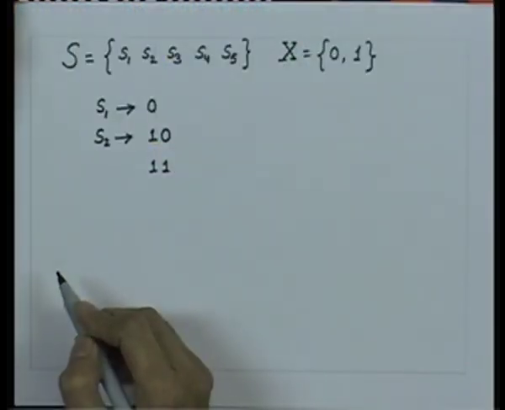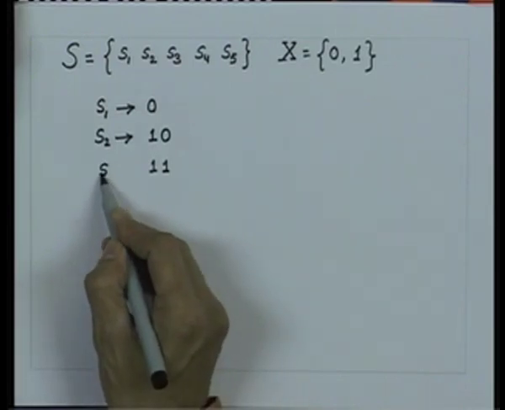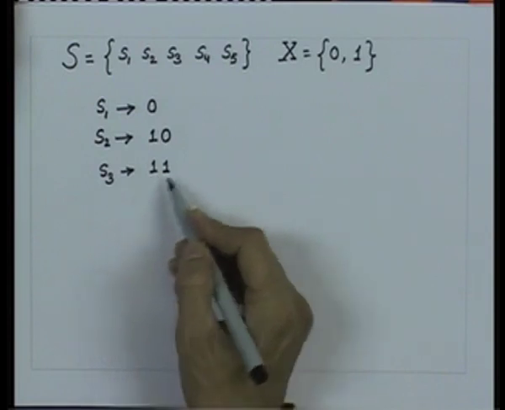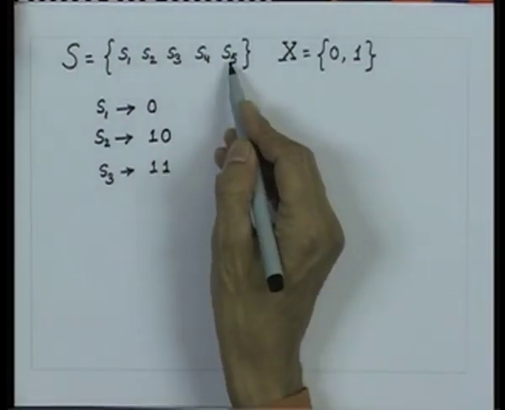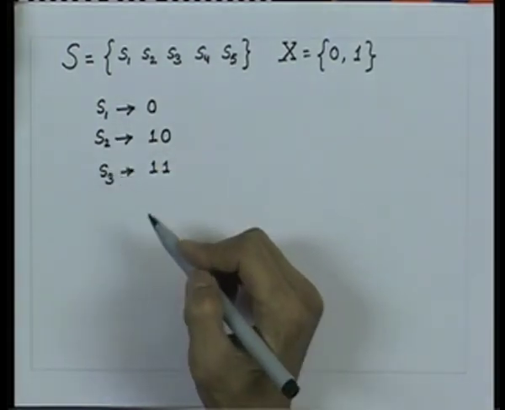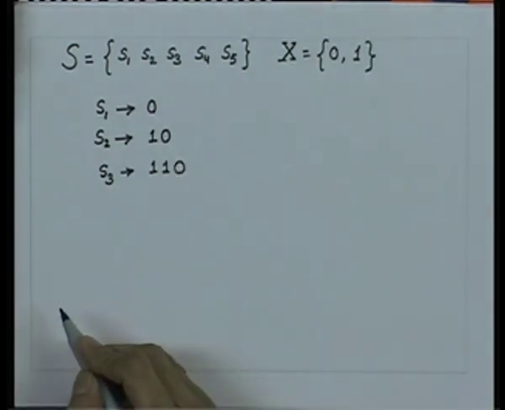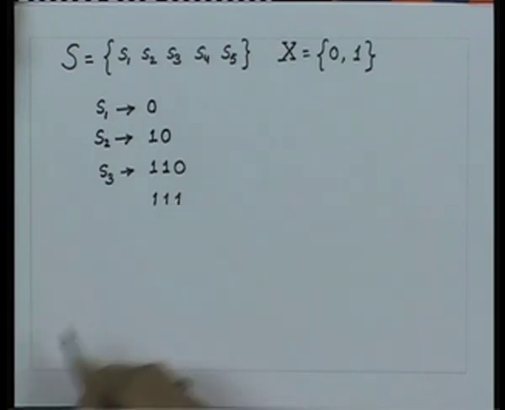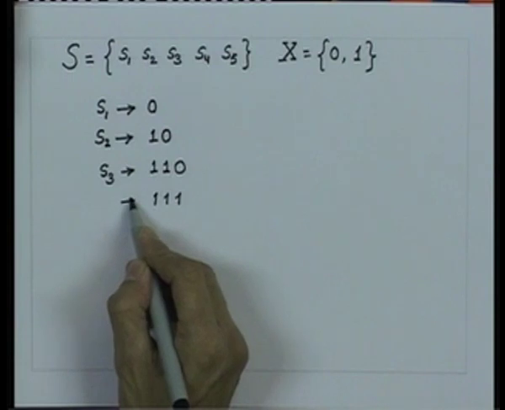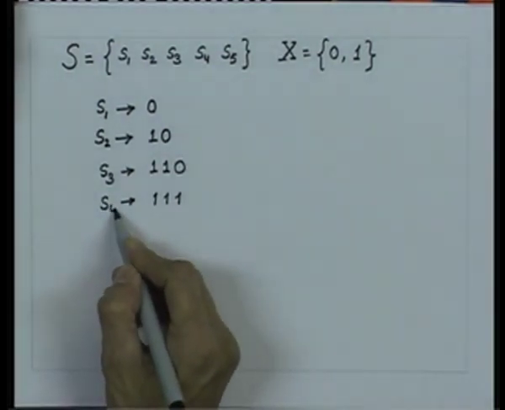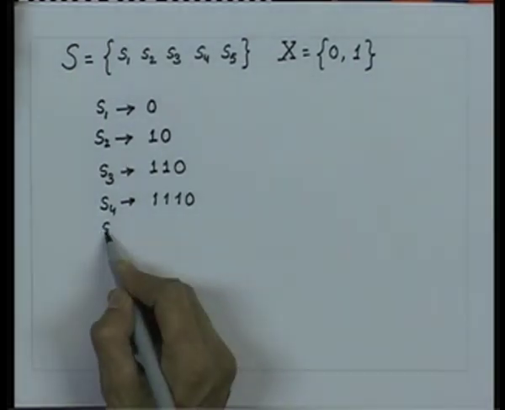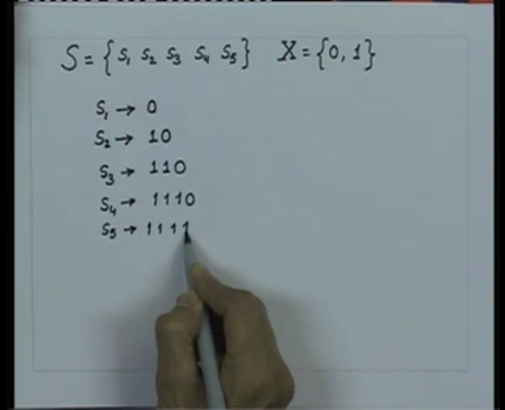So, the only alternative left is to use 1 0 for S2. Once I have assigned 1 0 to S2, what is left is that I can use 1 1. Again, I cannot assign 1 1 solely to S3, because then I would not be able to form the code words for S4 and S5 without S1, S2, S3 being a prefix. So, one way to assign S3 would be 1 1 0. What is left would be 1 1 1. Now, I have 2 more symbols, so again I cannot assign just 1 1 1 to S4. I can assign 1 1 1 0 to S4, and finally to S5 I assign 1 1 1 1.